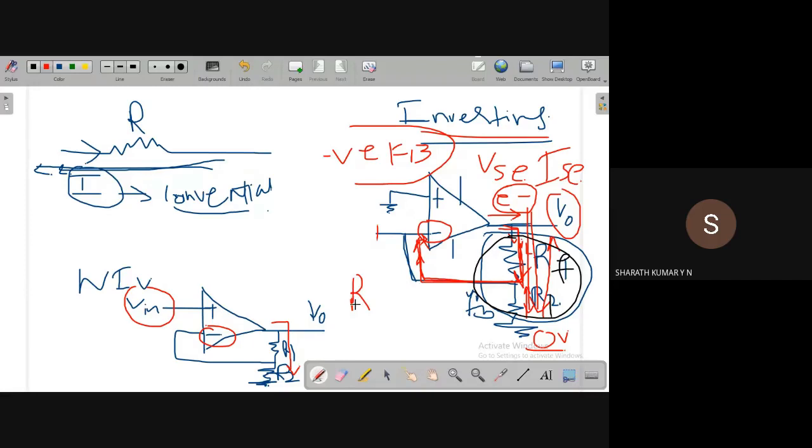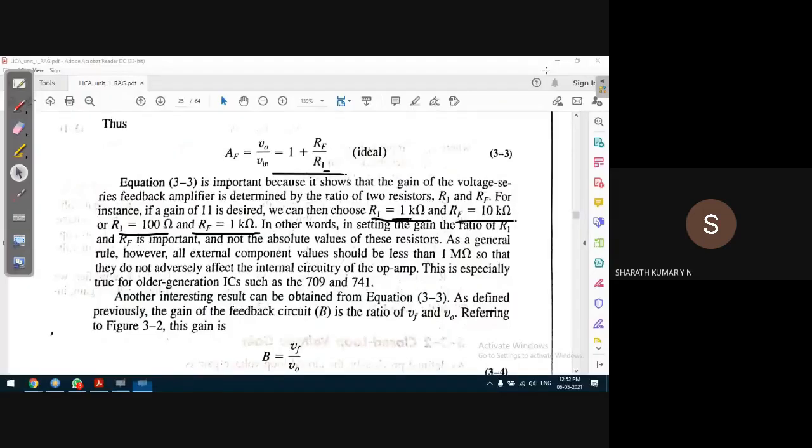R2, the resistor which is connected to ground, should always be less than R1. It should be very much lesser than R1. That's how we select the resistor values. There are two typical design values given in the textbook.